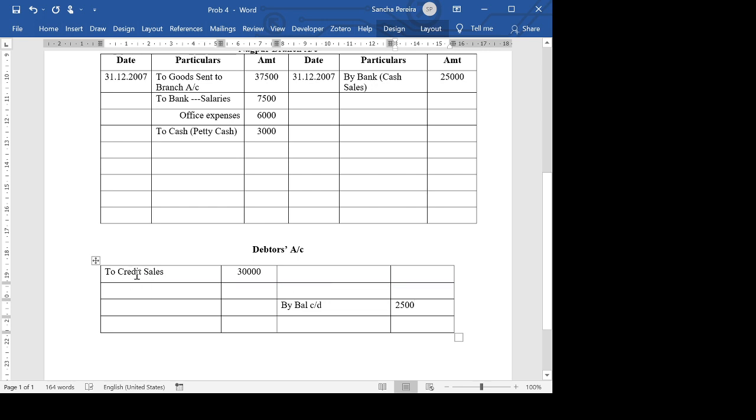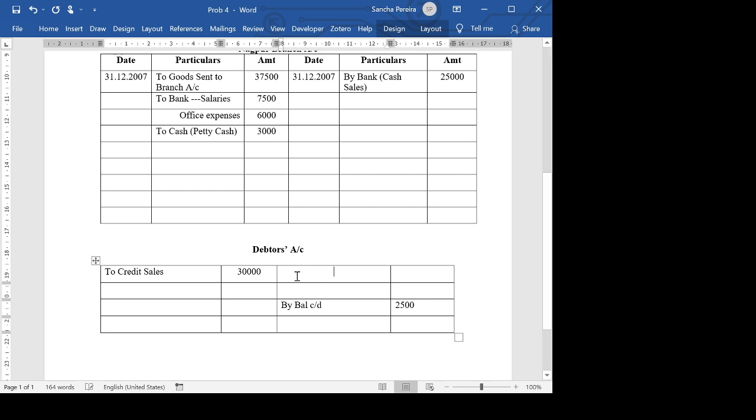During the year, you sold goods worth 30,000 to the debtors. Closing balance of debtors towards the end of the year is showing 2,500. How did it come down to 2,500 when you sold goods worth 30,000 on credit? That means in between, the debtors have paid you something.